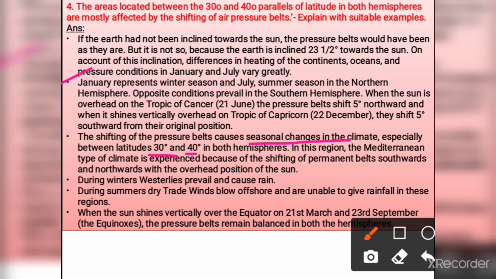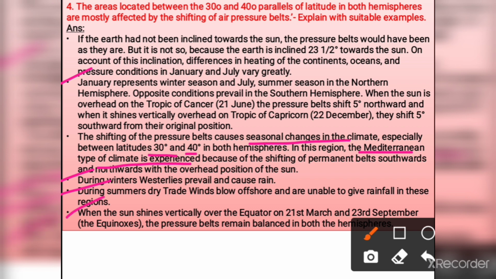What our question asks is, the shifting of the pressure belts causes seasonal changes in the climate, especially between latitudes 30 degrees and 40 degrees in both the hemispheres. For this reason, the Mediterranean type of climate is experienced because of the shifting of pressure belts southwards and northwards with the overhead position of the sun. So the Mediterranean type of climate is experienced in the northern and southern hemispheres. During winters, westerlies prevail and cause rain. During summers, dry trade winds blow offshore and are unable to give rainfall in these regions.